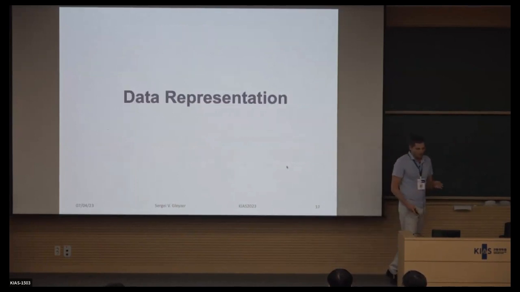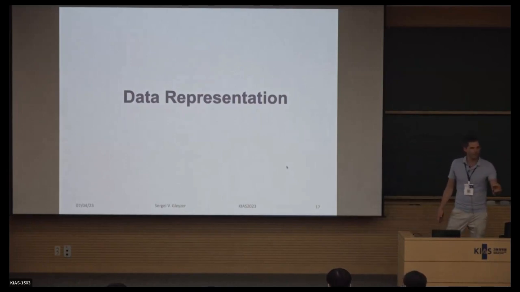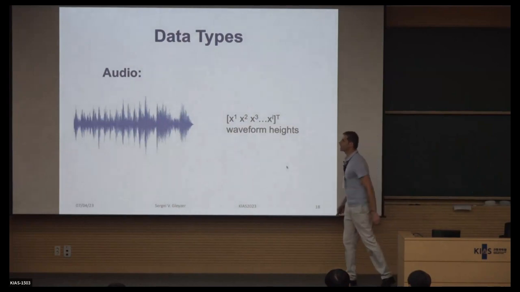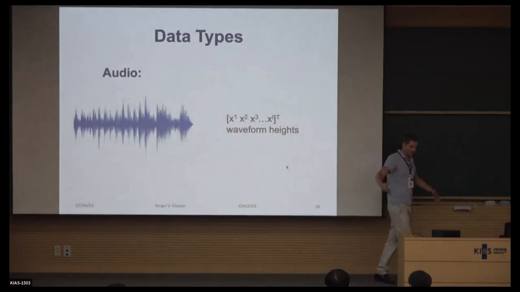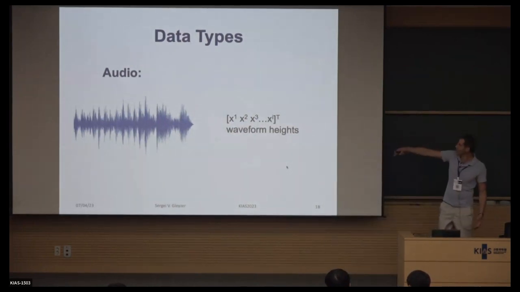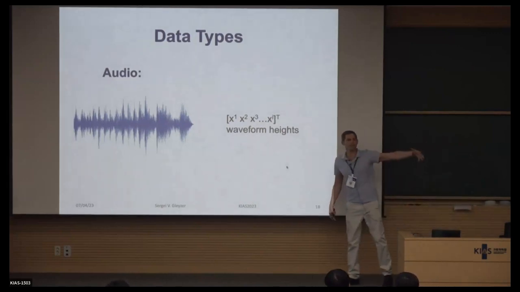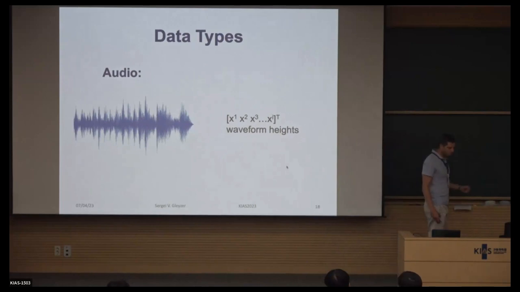Now, let's look at the very first thing, data representation. So we know different data types. Audio, you can think of these as waveforms. Waveform heights, a one-dimensional vector. That can be your input space.